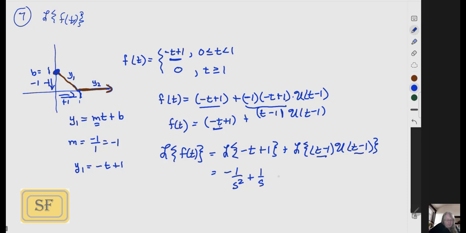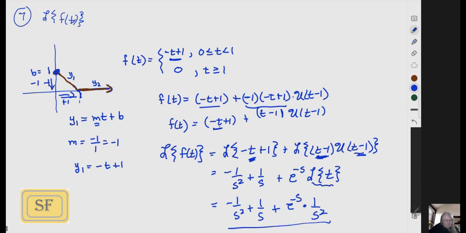And then for the second part, we're going to use that second shifting theorem to pull out that unit step function. That's going to come out as e to the negative s. And then we're going to be left with the Laplace of t. Take away the shift from t minus 1, and you're left with t. And so now I can finish up. I get -1 over s squared plus 1 over s plus e to the negative s times the Laplace of t, we just did that up here, is 1 over s squared. So this is the answer.